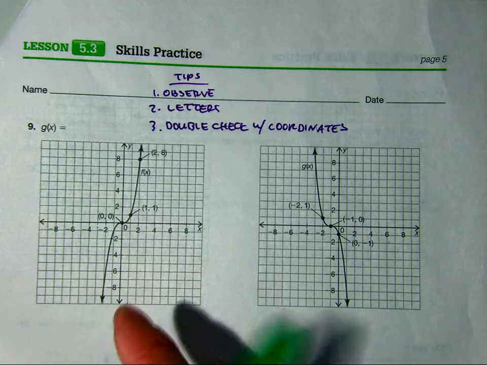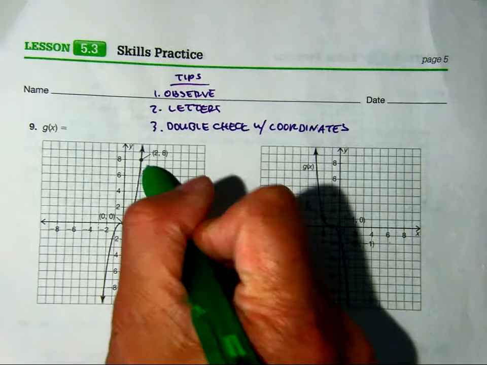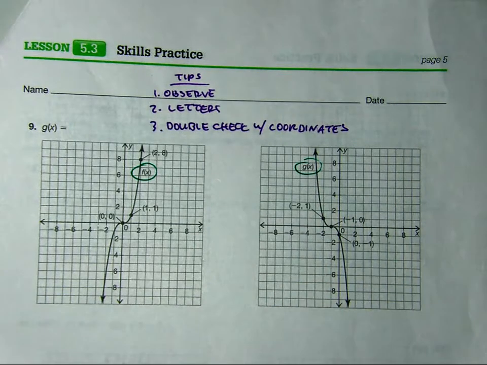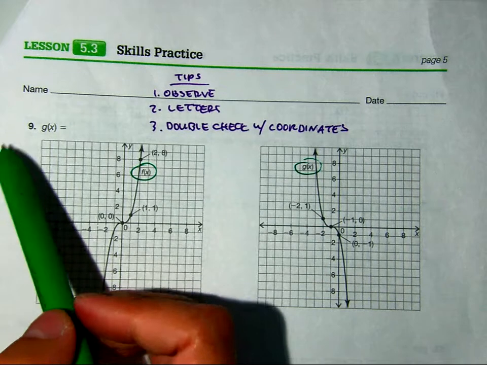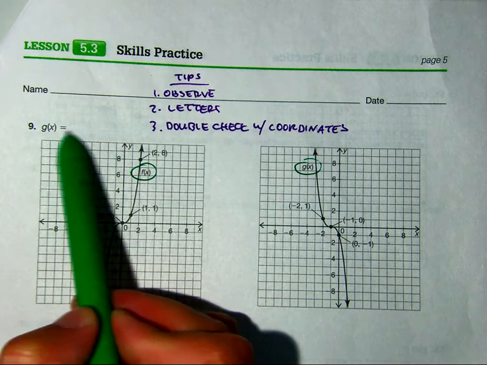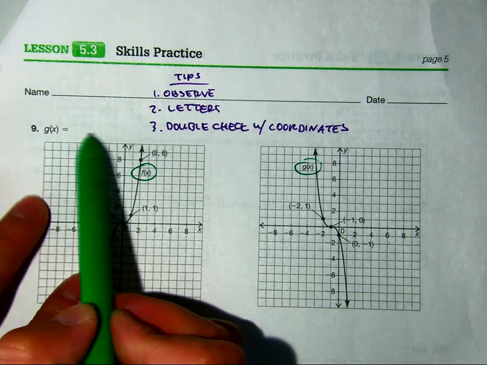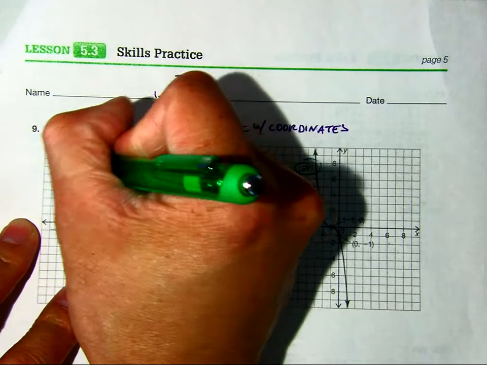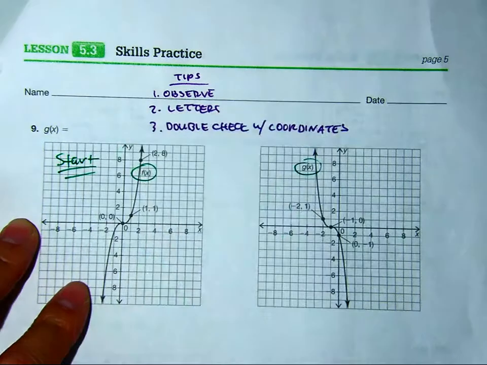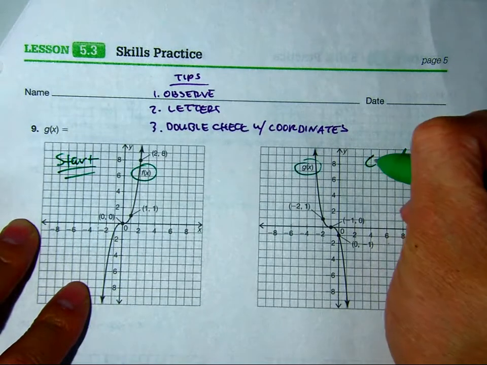Analyze the graphs of f of x and g of x. Write an equation for g of x, which we're going to write our answer right here, in terms of f of x. What does that mean? We're going to have the letters f of x over here. So a couple of keywords that might help you. You're going to start over here, and then we're going to end over here.